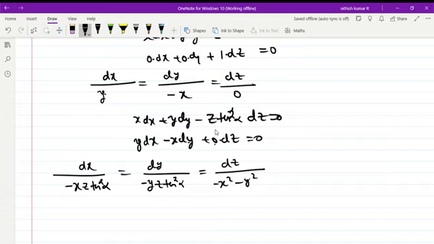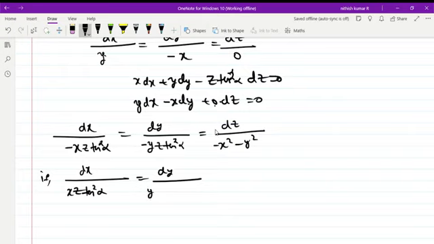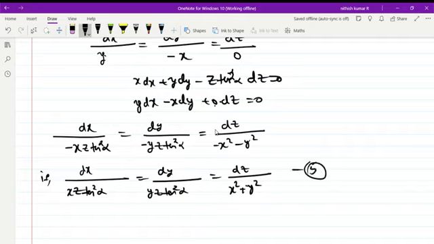Now there is a minus in all the denominators, so if we rearrange it, you will get dx divided by x z tan square alpha, which is equal to dy divided by y z tan square alpha, which is equal to dz divided by x square plus y square. Let me name it as equation number 5. Now we have to solve this, we have already seen there are 3 methods, so just use one of the methods.